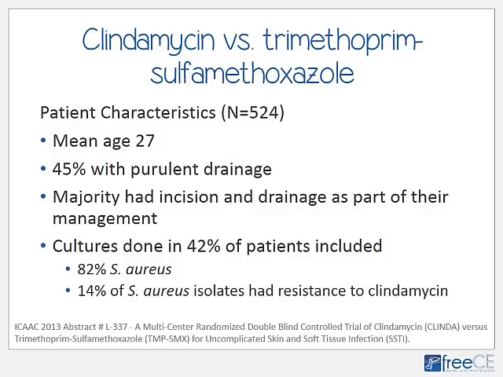As we know, the community-acquired MRSA, as we talked about, has that genetic difference from our hospital-acquired MRSA, making it more likely to cause purulence and to cause abscess. The majority of patients actually did have an incision and drainage as part of their management. There were cultures done in about 42% of the patients. 80% of them grew Staph aureus, and of those who grew Staph aureus, 14% had resistance to Clindamycin. So just to point that out.